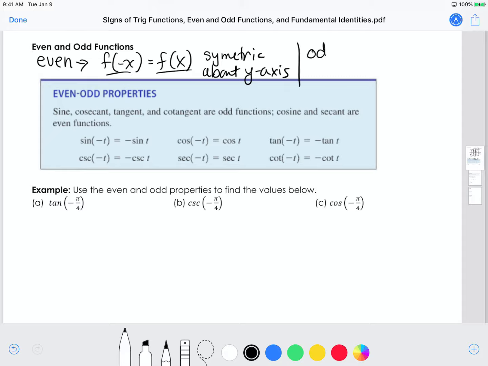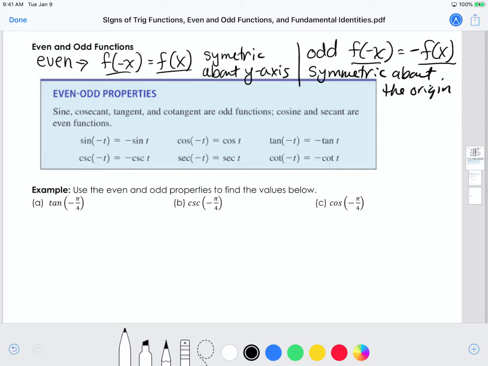An odd function, if you recall, is when you plug in the opposite sign of your input and you get out the opposite sign of your output. So the sign of your output switches if you put in the opposite sign of your input. And when this happens, it's symmetric about the origin.